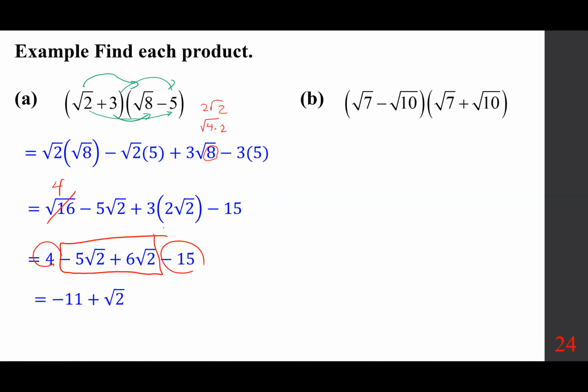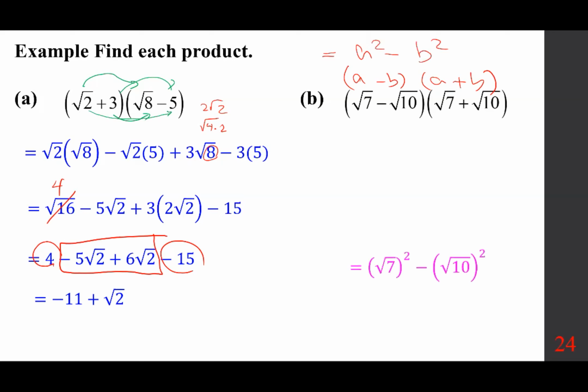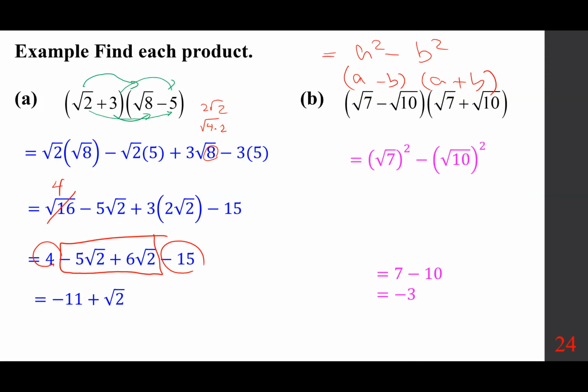We want to multiply these two. I hope you recognize this is a minus b times a plus b. So the answer is a squared minus b squared. So we have 7 minus 10 because we square each one, and we get negative 3. Using special products is extremely important to be comfortable with. Okay, everybody?